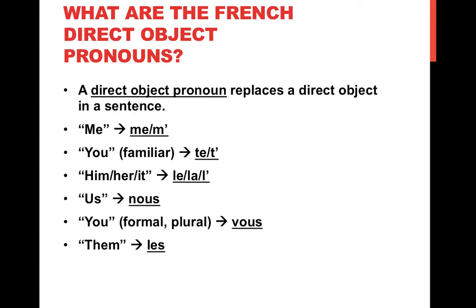French direct object pronouns replace a direct object in a sentence very similarly to the function of an indirect object pronoun. There is some overlap with what these pronouns are, but there are some new ones. So for me, it's me, or m apostrophe if it starts with a vowel. You, familiar, is te, or t apostrophe. Him, her, or it is le or la, depending on whether the object you're replacing is masculine or feminine. Us is nous, and then you, either in the formal or the plural form, is vous. And lastly, them, or an object that's plural, would be replaced by les.